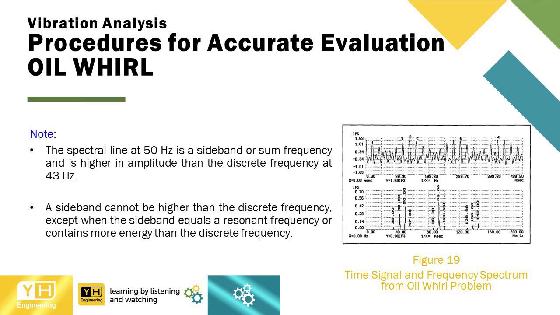Note: the spectral line at 50 Hz is a sideband of some frequency and is higher in amplitude than the discrete frequency at 43 Hz. A sideband cannot be higher than the discrete frequency, except when the sideband equals a resonant frequency or contains more energy than the discrete frequency.